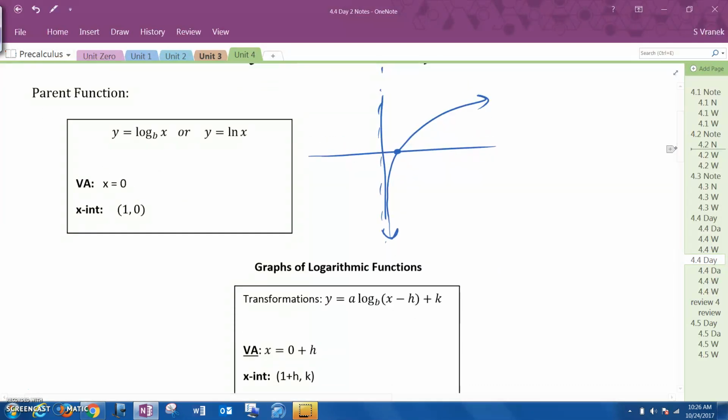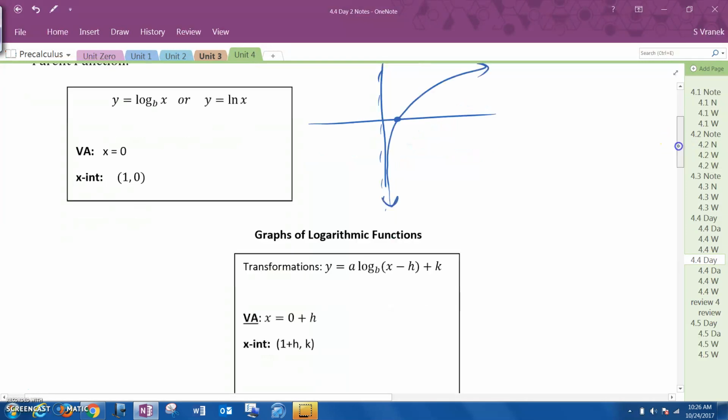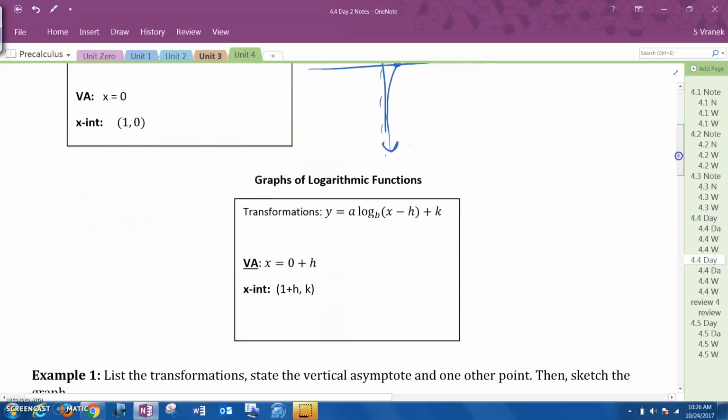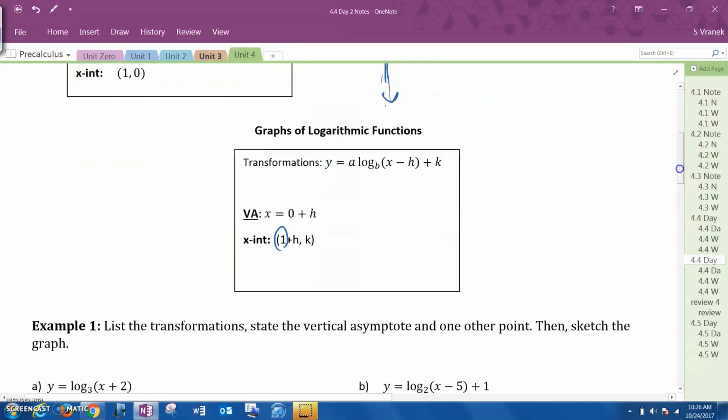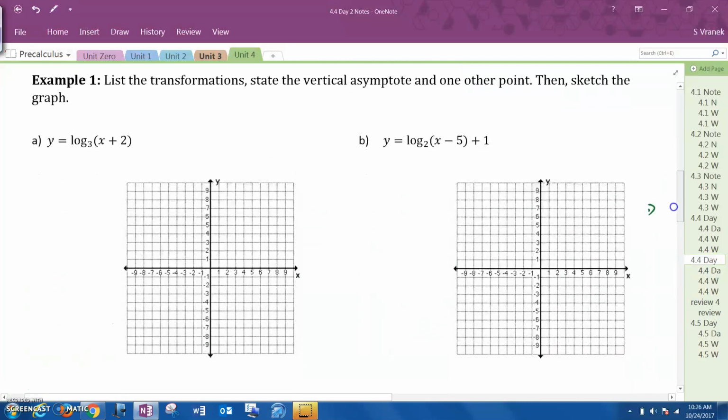So really what you have to worry about is the vertical asymptote only moves if there's a left or right shift. And the point moves if there's a left or right shift or an up and down shift. And you have to remember that you're starting at x of 1 for the point. So let's look at a couple transformations.